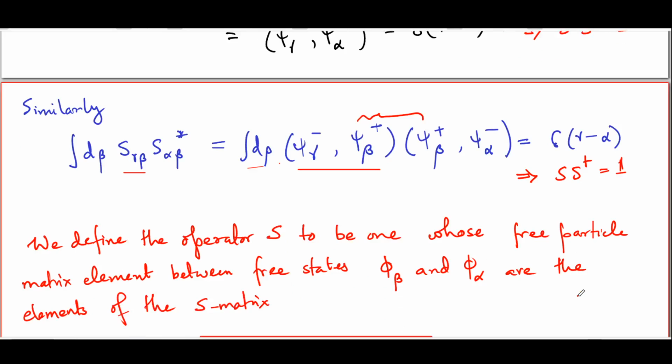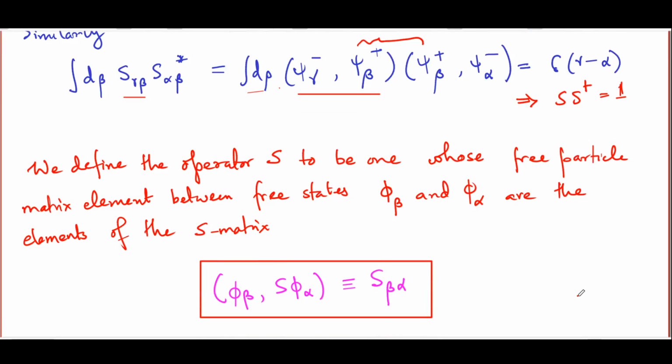So we are defining this operator here to be one whose matrix elements, the beta alpha matrix elements, are going to be S beta alpha. But here, let me be very clear, when we say matrix element, we mean in the basis provided by the free particles, that is the H0 eigenstates, not the in or the out states which are H eigenstates. So the definition here is that the S operator is defined along these lines.